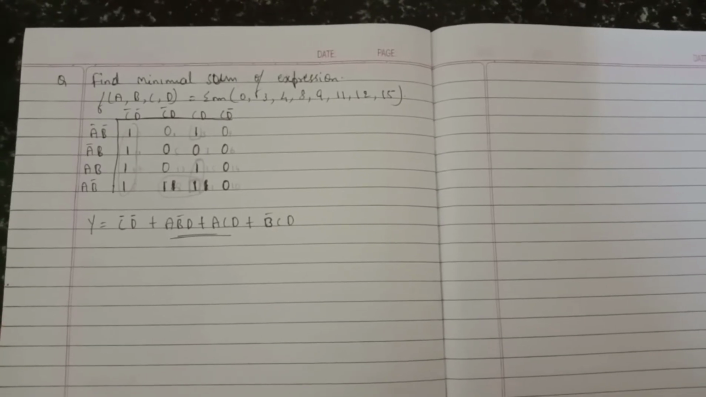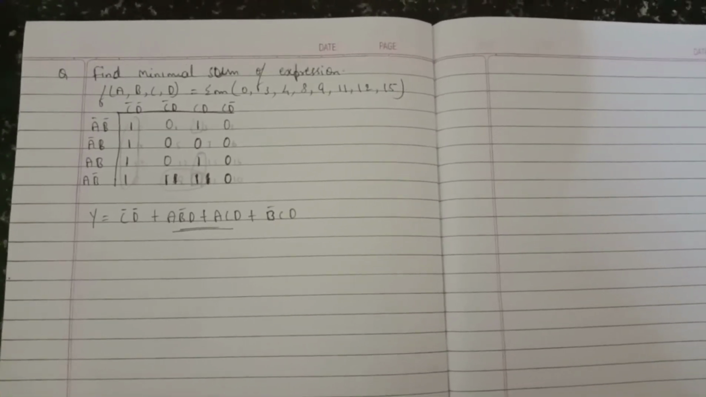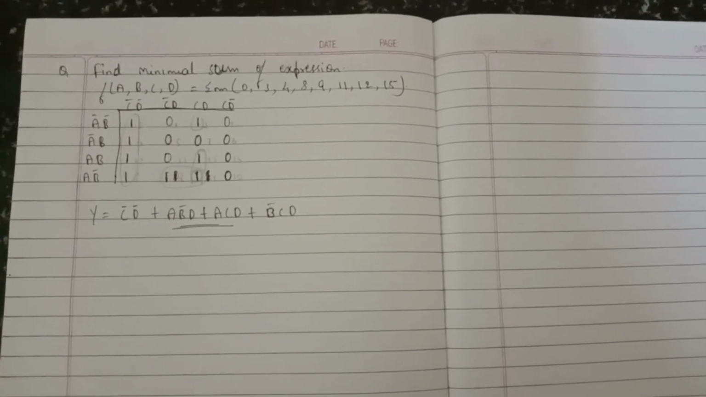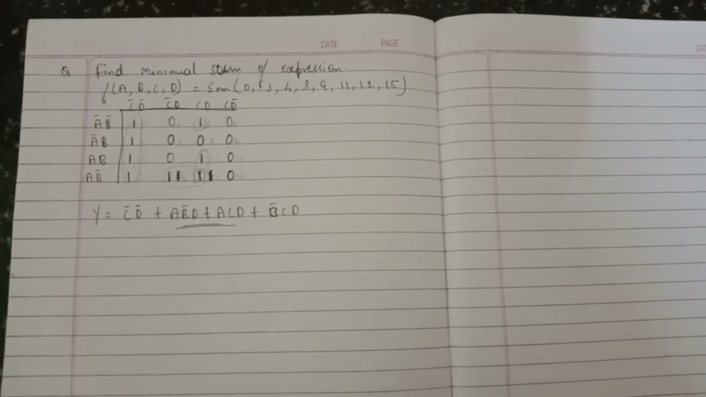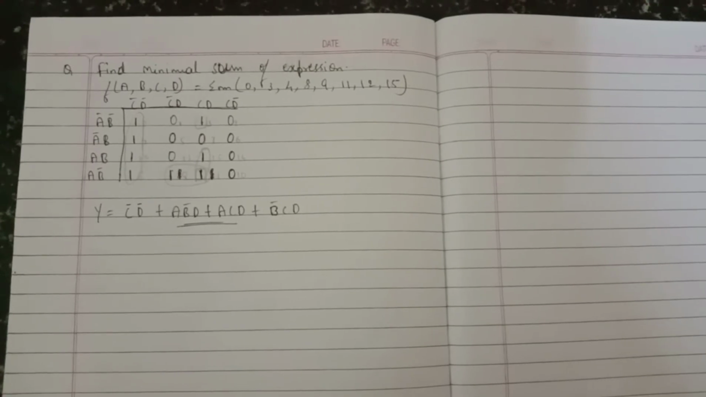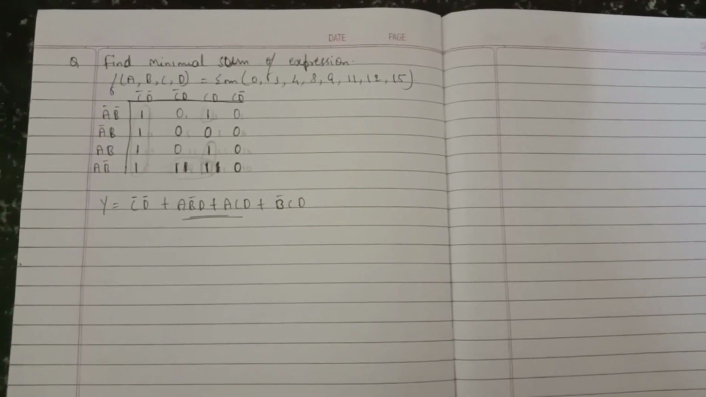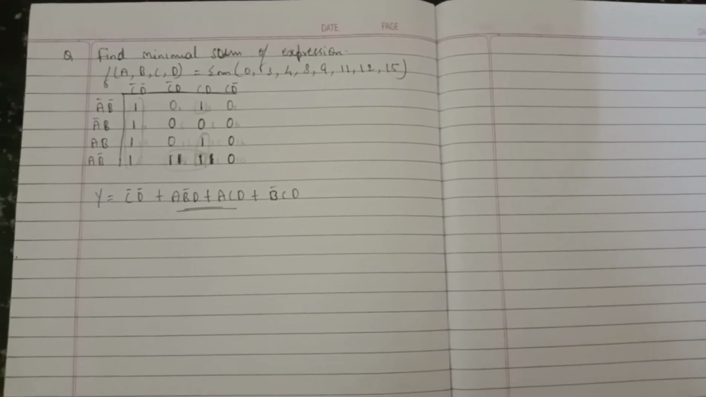C bar C get cancelled, A B bar D plus A C D. B B bar get cancelled, A C D plus B bar C D. B bar C D. A bar A get cancelled, B bar C D.